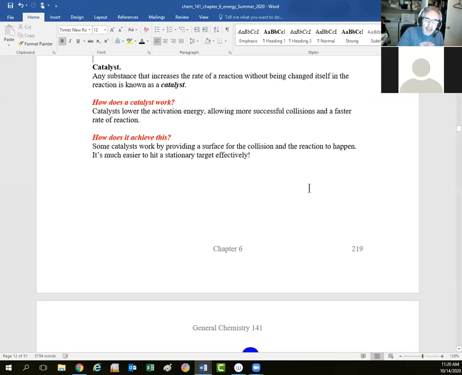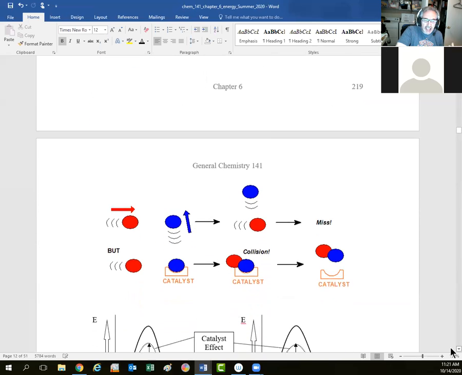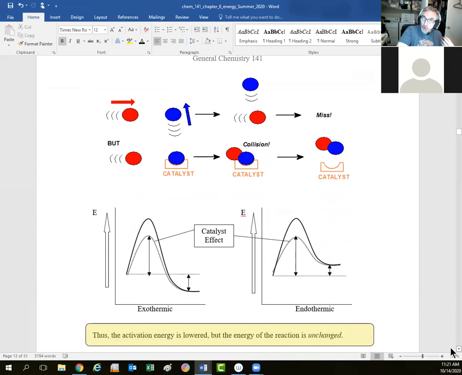And so this makes it easier for effective collisions. It lowers the energy of activation. A catalyst lowers the energy of activation, so more of the collisions are effective. But we didn't change the energy of the chemicals, and we didn't change the concentration of the chemicals.